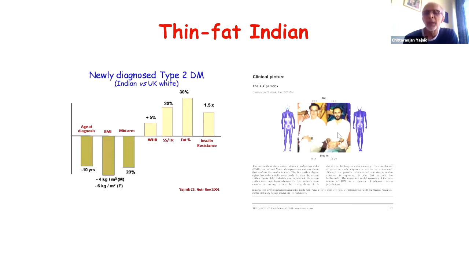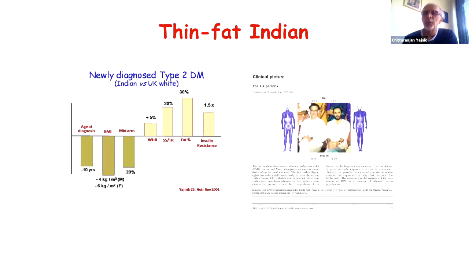Yajnik, that's myself, we both had identical BMI, 22.3. That was purely by chance. Two principal investigators in a study having identical BMI. Then we went on a machine which is called DEXA, dual X-ray absorptiometry.